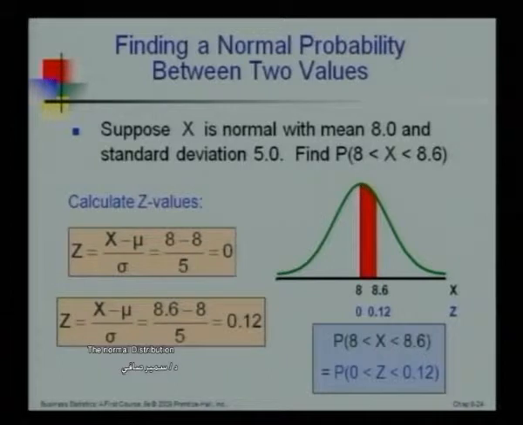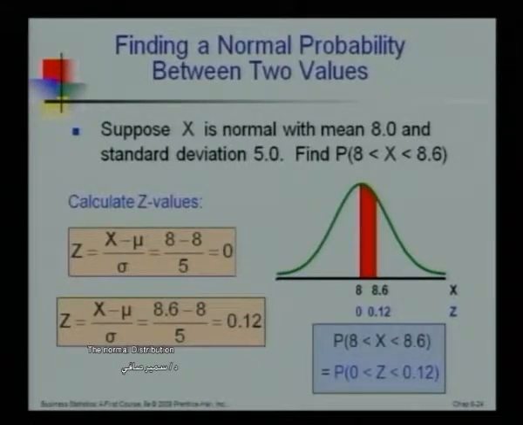The last one, if we are looking for the probability between two values, for example, what's the probability of x greater than 8 and smaller than 8.6? So we are looking for this area, the red area. So the probability of x between these two values actually equals the probability of x smaller than 8.6 minus the probability of x smaller than 8. And in this case, you have to compute two values of the z-score. One for the first value, which is 8.